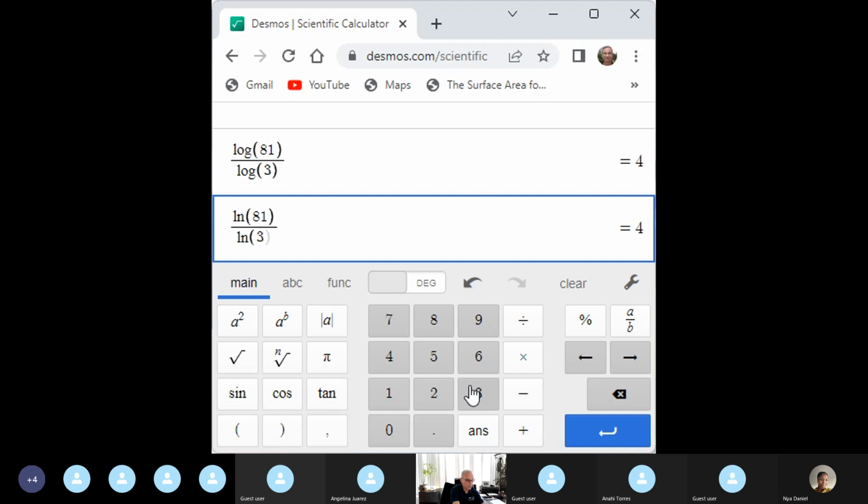Okay, so let's apply this property. First of all, for solving any exponential equation, we cannot do it in the elementary way. Let me show you. Okay, whiteboard again. Do you see the whiteboard?